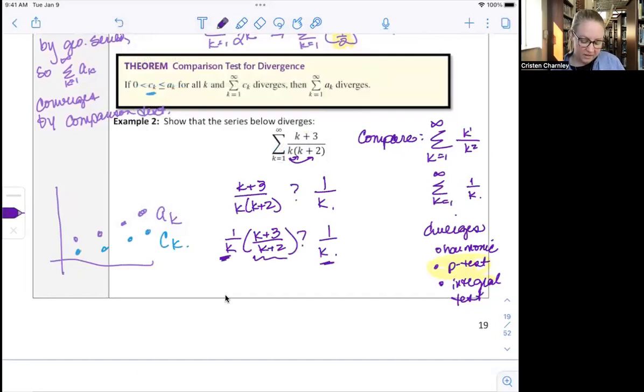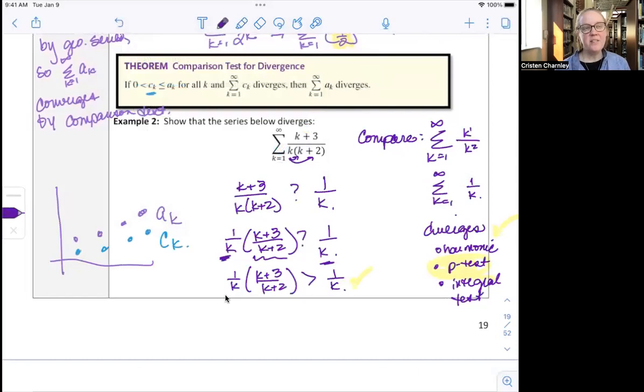So because of that, the term on the left is bigger. So 1 over K times K plus 3 over K plus 2 is greater than 1 over K. So 1 over K is the smaller one. Great. We've proven that. Check. We said that the smaller one diverges by the p-test. Check. So how do we put all of this together? And again, that's the tough part. Do we have to write all of this out?